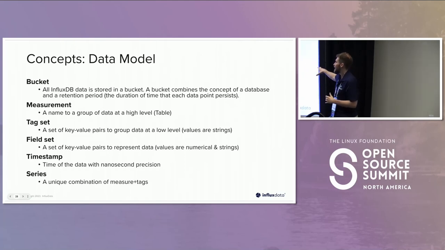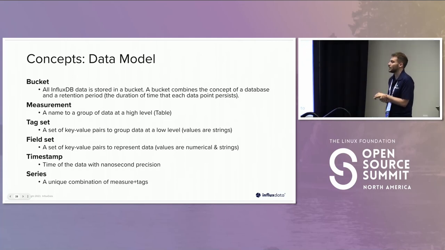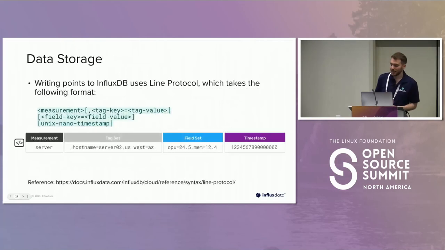Field sets contain our actual data or our readings, so numerical strings and representation. Then we also have our timestamp, which can be down to nanosecond precision. And then a series is a unique combination of measurement and tags. So if we work this down into the data model, here is an example.